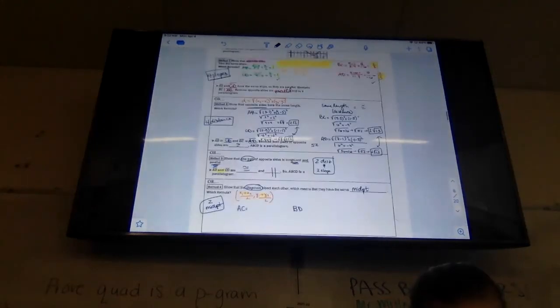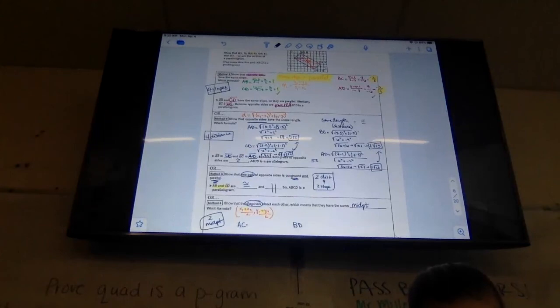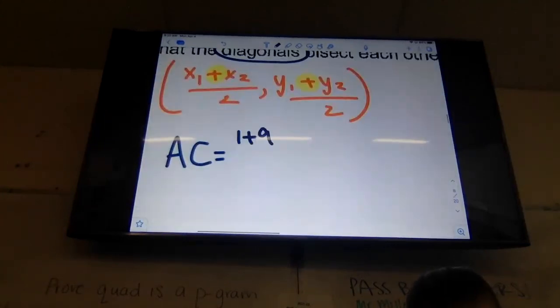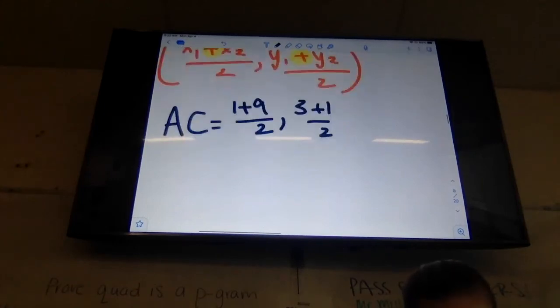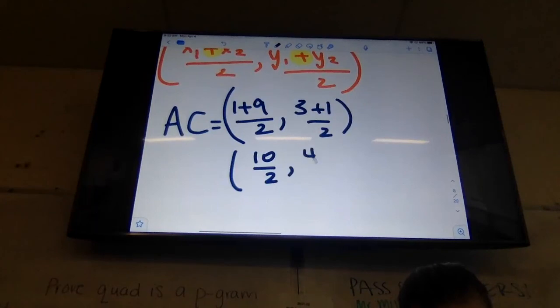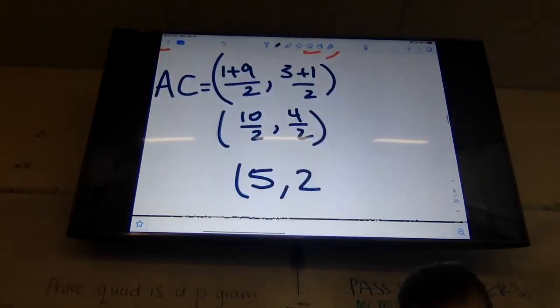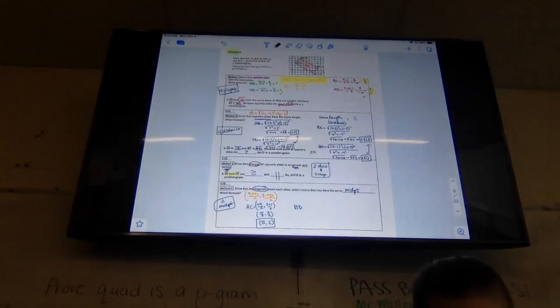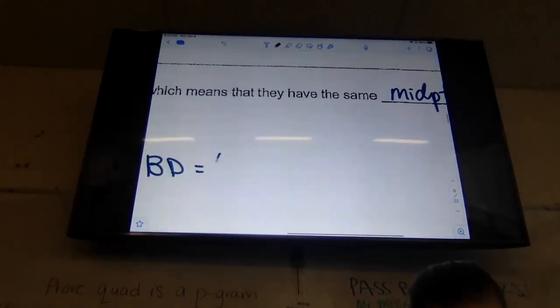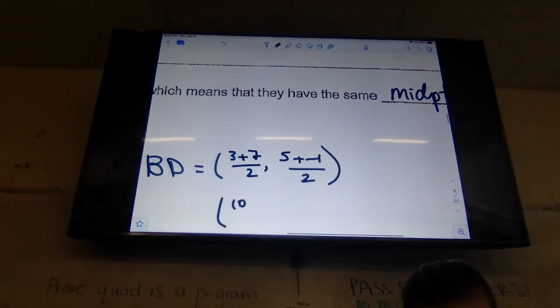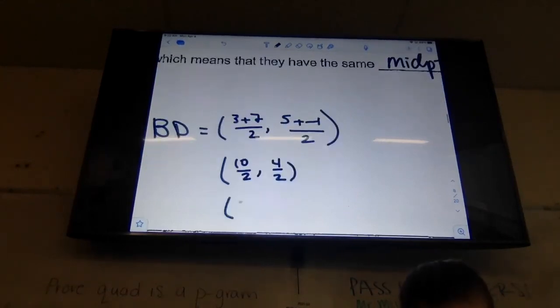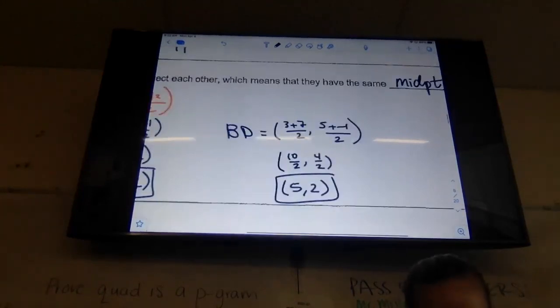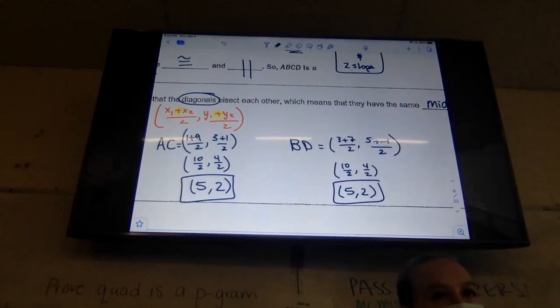Let me go find those. 1 + 9, 3 + 1. + 7, 5 + 9. And we all should have gotten the exact same answer, right? We all should have gotten 5, 2. And did you? Perfect. Okay.